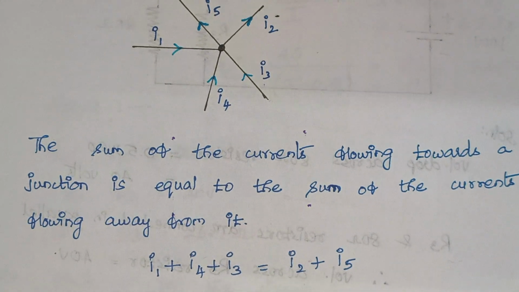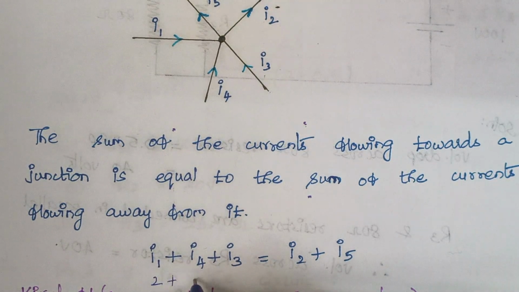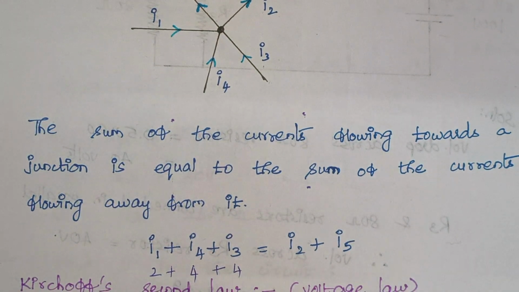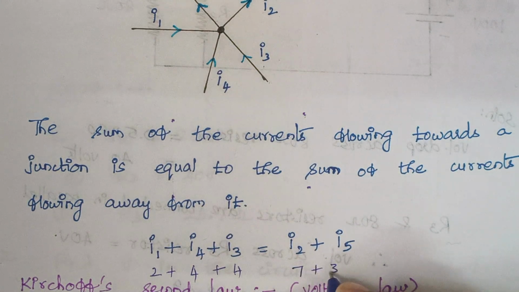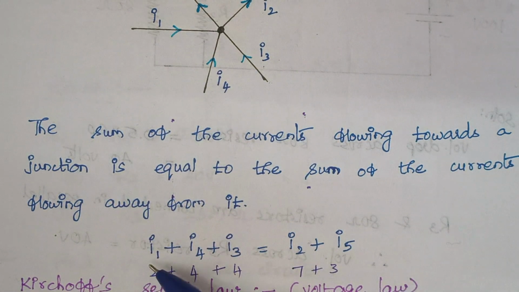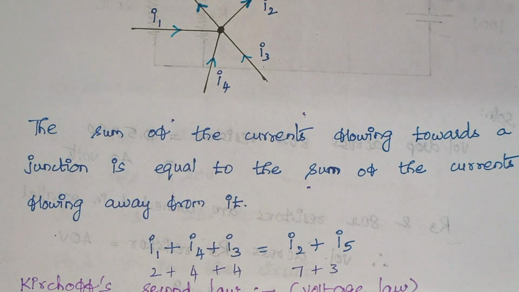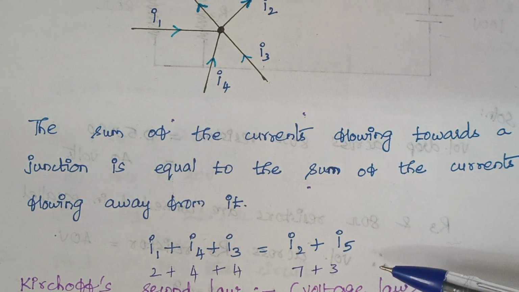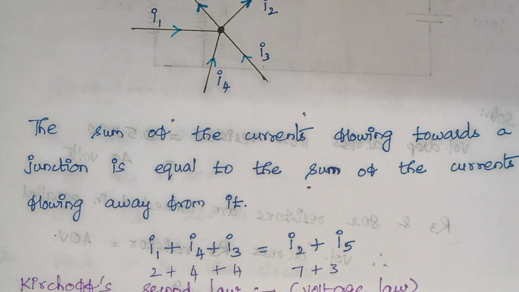For example, we can consider 2 plus 4 plus 4, so totally the current is equal to 10 amps. This can be the sum 7 plus 3. So the sum of incoming currents is equal to the sum of outgoing currents. This is our first law. Hope I have made the concept clear. The basic idea is that the sum of currents coming towards the junction is equal to the sum of currents flowing away from the junction.